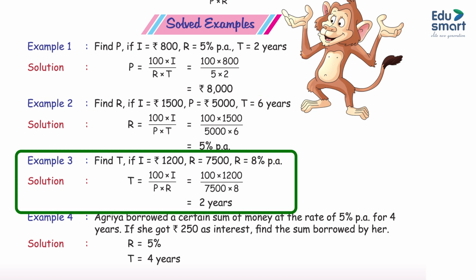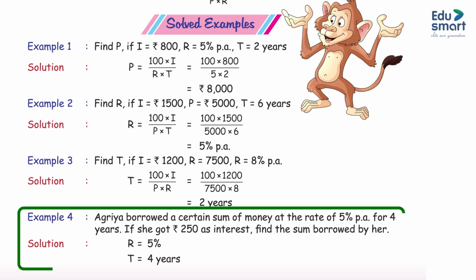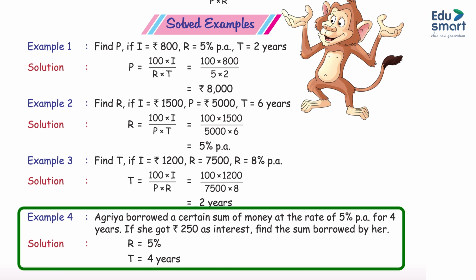Example 3. Find T if I equals rupees 1200, P equals rupees 7500, R equals 8% PA. Solution: T equals 100 into I upon P into R equals 100 into 1200 upon 7500 into 8 equals 12 years. Example 4. Agriya borrowed a certain sum of money at the rate of 5% PA for 4 years. If she got rupees 250 as interest, find the sum borrowed by her.